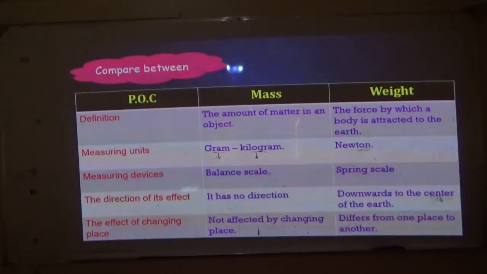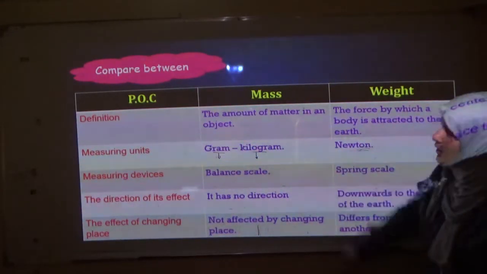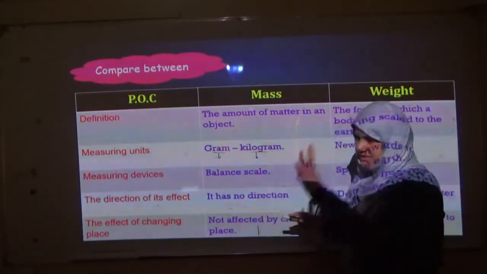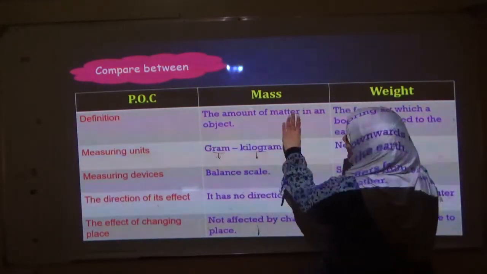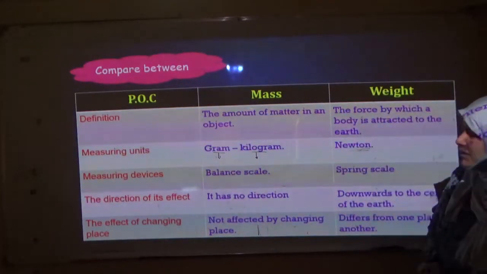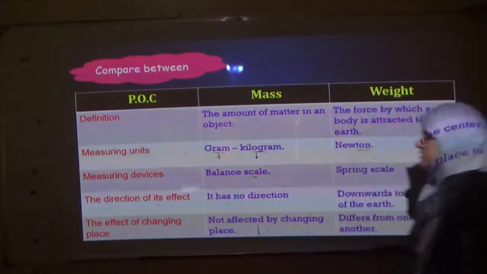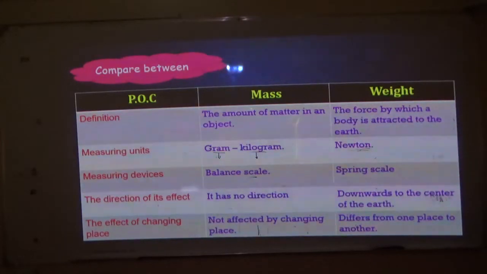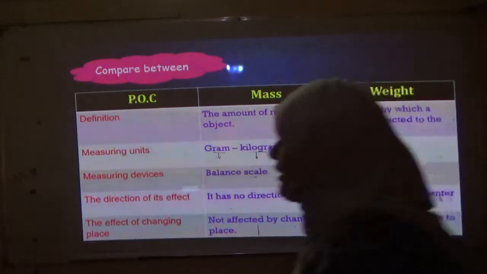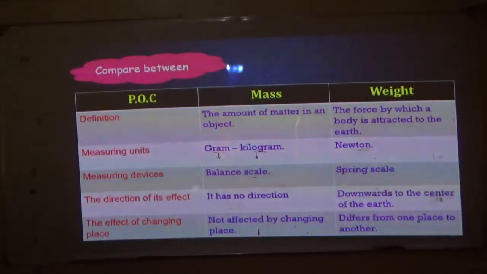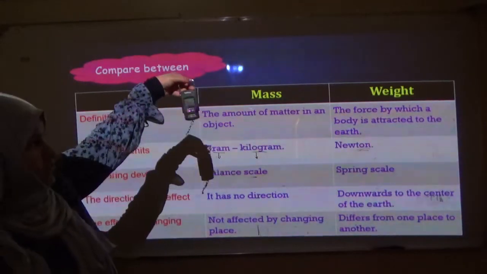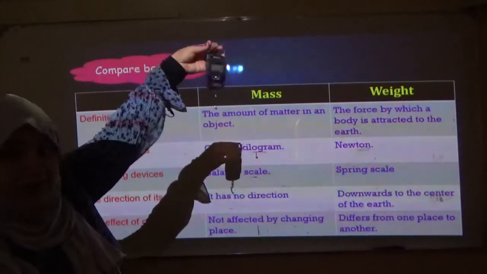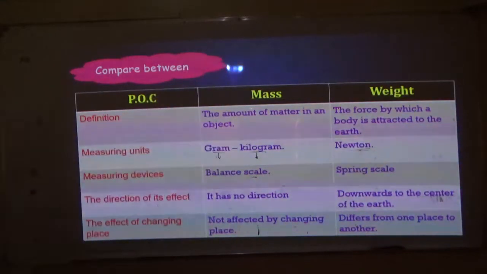For the measuring tools or measuring devices of mass and weight. For mass, we have 4 devices. Do you remember? We have 4 devices that can be used to measure the mass, but here I mentioned 1 device, which is the balance scale. But we have the 1-arm scale with pointer, 1-arm digital scale, and sensitive scale. And for the measuring device of weight, we have only 1 device that can be used to measure the weight, which is called the spring scale.